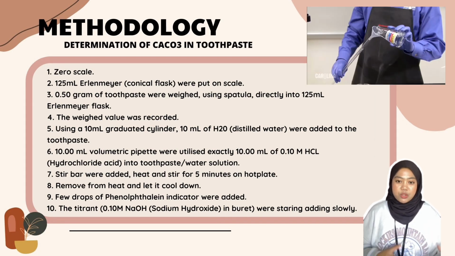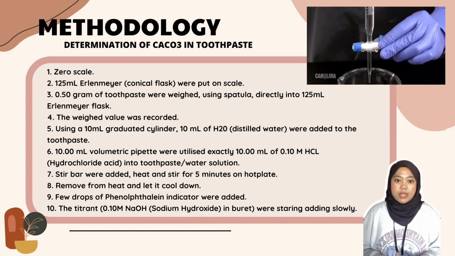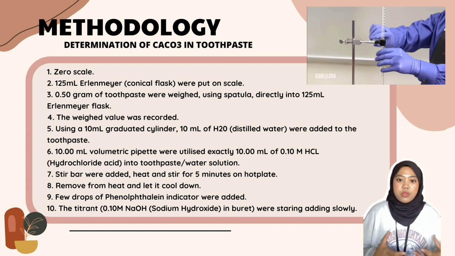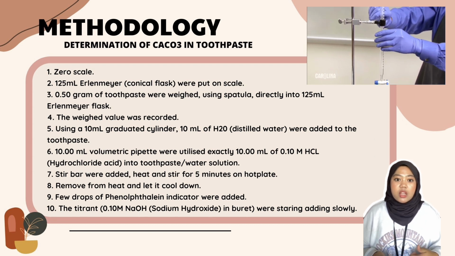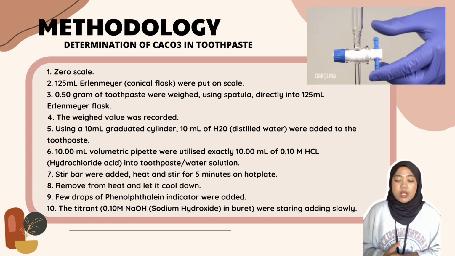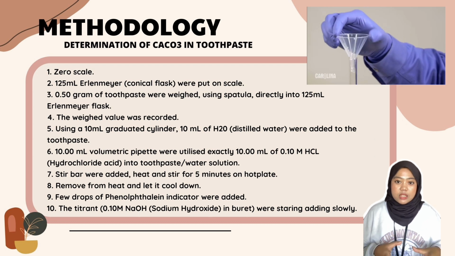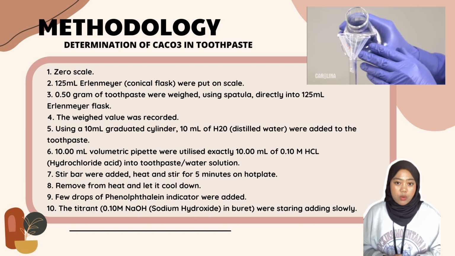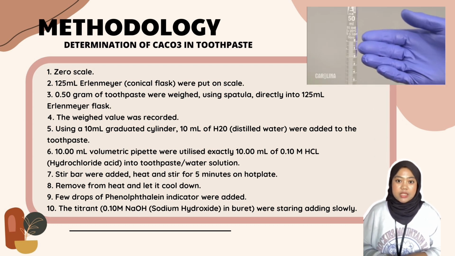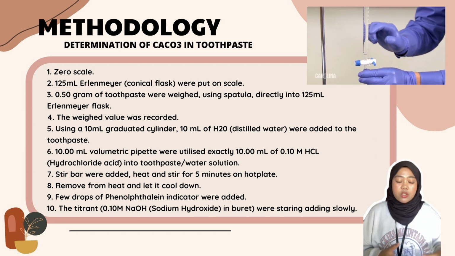First of all, we need to make sure the scale is at 0 to avoid any error in this experiment. Then a 125 ml Erlenmeyer flask was put on the scale, and 0.5 gram of toothpaste was weighed using a spatula directly into the 125 ml Erlenmeyer flask. And then we need to record the weight value, and using a 10 ml graduated cylinder, 10 ml of H2O, which is distilled water, was added to the toothpaste, and a 10 ml volumetric pipette was used to add exactly 10 ml of 0.1 molar hydrochloric acid into the toothpaste and water solution.